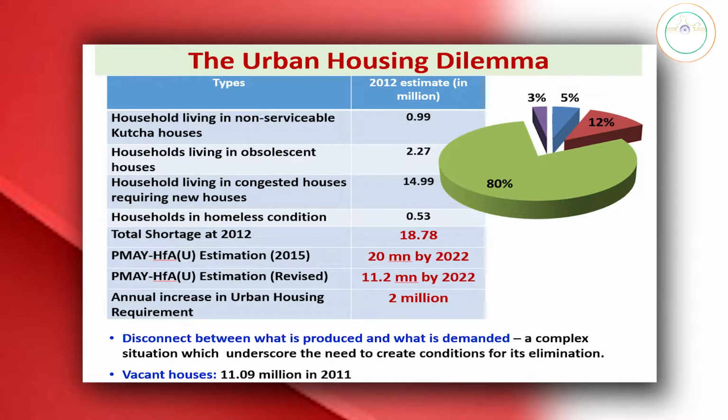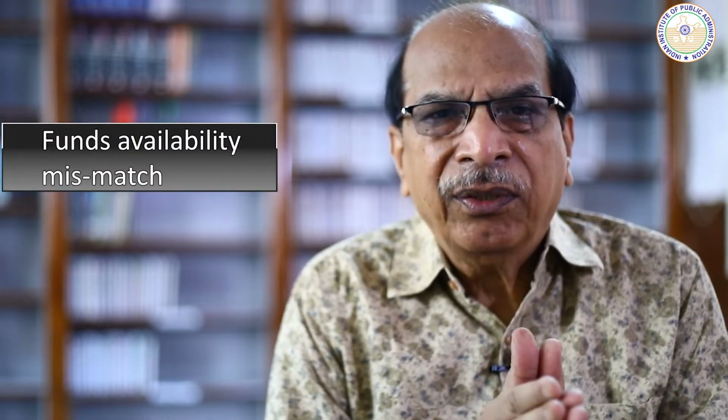There is an urban housing dilemma. The number of houses and households are not so different, but the requirements are huge, and that is because of congestion factor and because of dilapidated structures. Another is fund availability mismatch. Funds required are 10 lakh crore to 22 lakh crore, but there is low availability of funds, particularly the loan finance from formal sector banks to the low income housing.